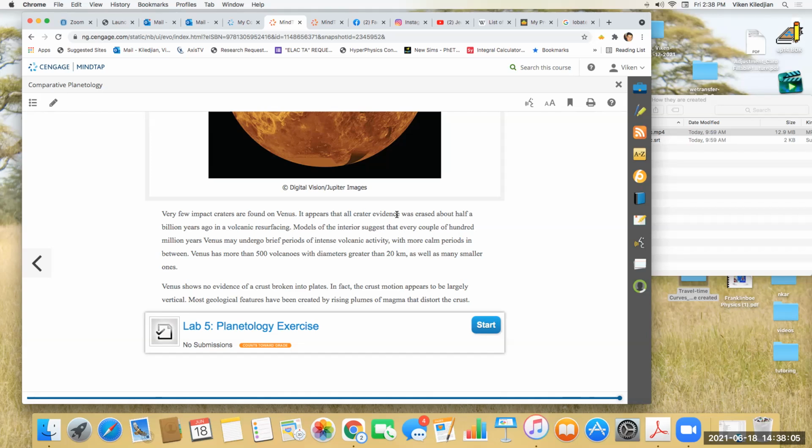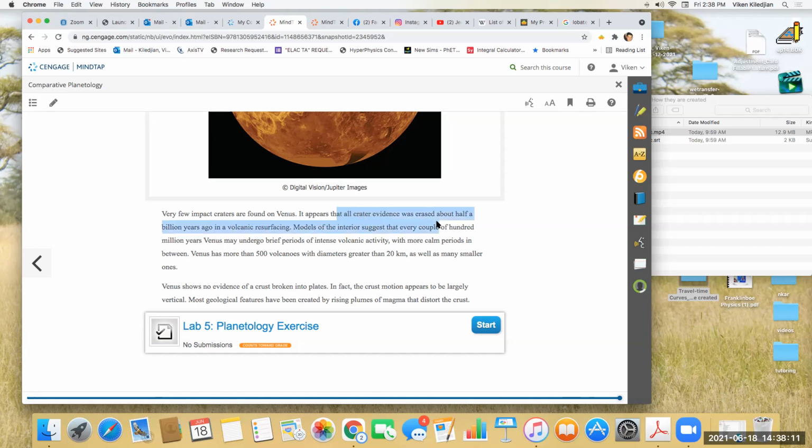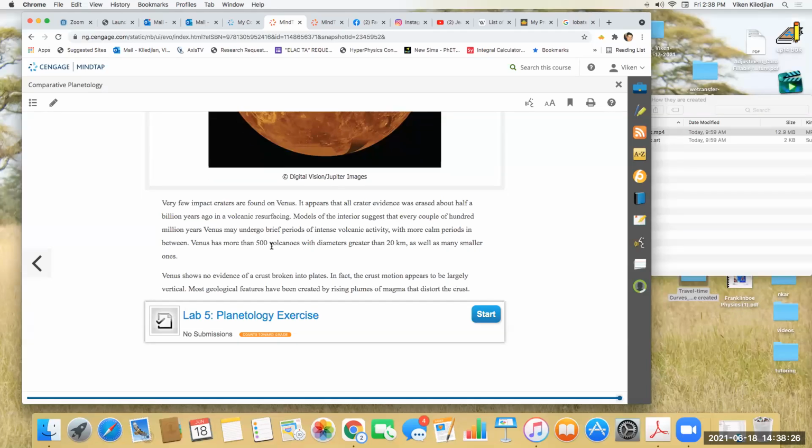So it appears that all crater evidence was erased about 500 million years ago. Most of the interior suggests that every couple hundred million years, Venus may undergo brief periods of intense volcanic activity. Venus has more than 500 volcanoes with diameters greater than 20 kilometers. That's a lot. So Venus shows no evidence of crust broken into plates. In fact, the crust motion appears to be largely vertical. Okay, so the crust goes up and down, but not sideways.